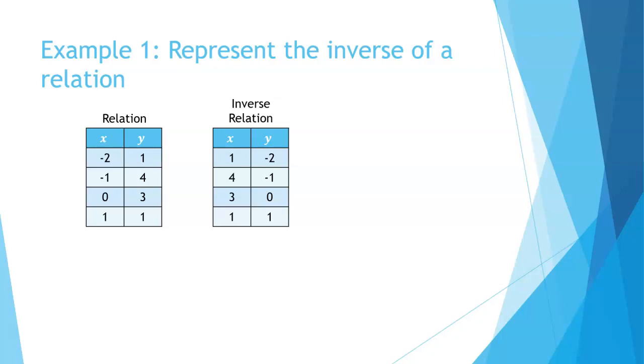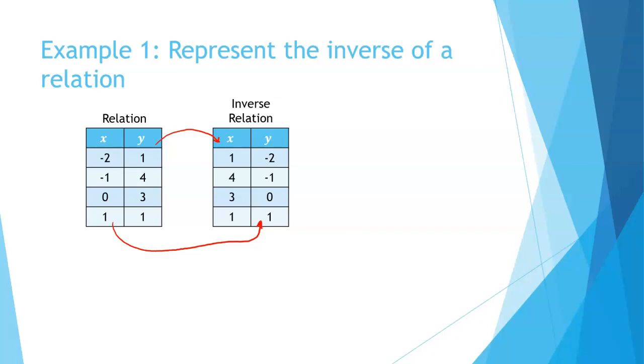So the inverse, if you look at these 2 tables, simply switches the domain and range. What were our x's are now our y's, and our y values are now our x's. They switched places. Now let's look at this inverse.